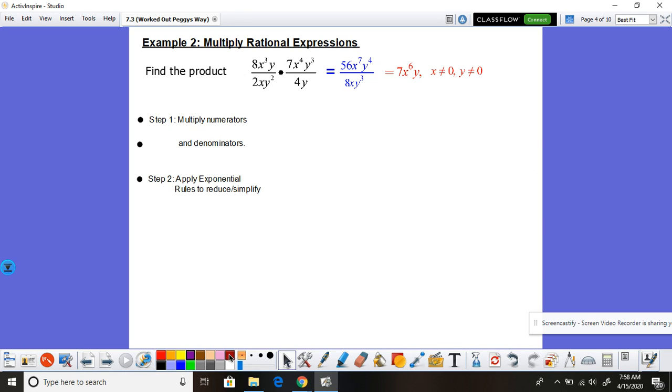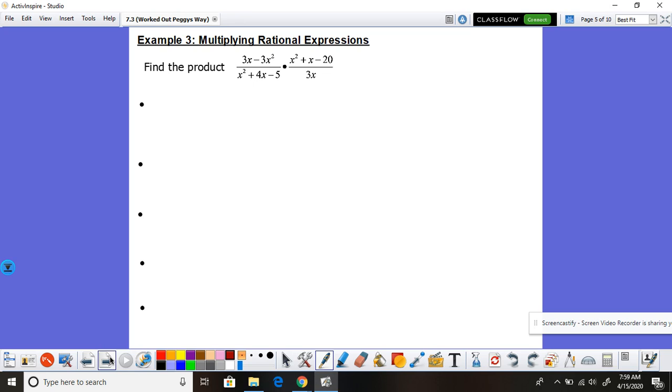Okay, so 56 over 8, guys, that's our 7. X to the 7th over x. Remember, we subtract when we're dividing, so that's x to the 6th. Y to the 4th over y to the 3rd is y. And then once again, our x and our y cannot equal 0 because if they did, we'd have a denominator of 0.